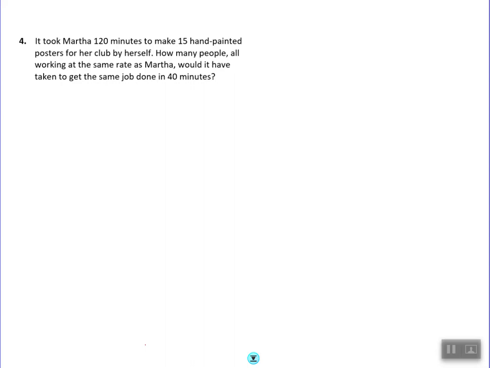If you have more people making posters, is it going to take more time or less time? It should take less time. So that means the more people are working, the less time it takes. So as the number of people increases, the amount of time decreases. So this is going to be inverse variation.